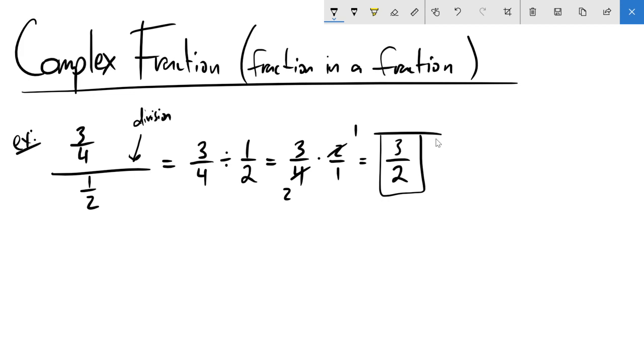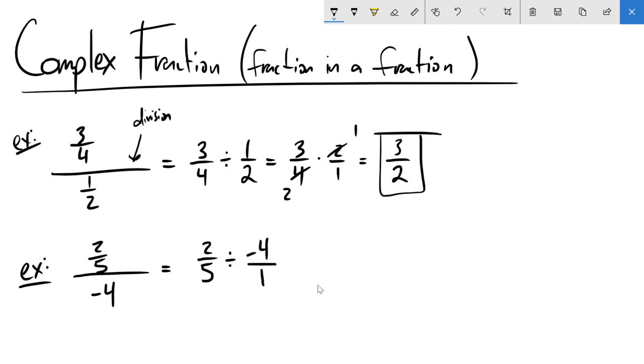And even if there are whole numbers involved, so say you had 2/5 over, let's say, -4 or something like that. We'll throw a negative number in there. So you're looking for the bigger line, that's where the division symbol goes. Even though this is a whole number, that's not really a problem. We can still rewrite it as a division problem. So this would become 2/5 divided by -4, which we would also turn into an improper fraction at that point so that we can work with it.